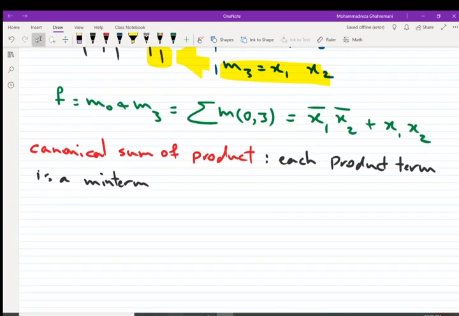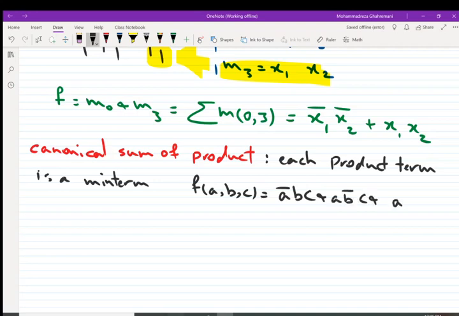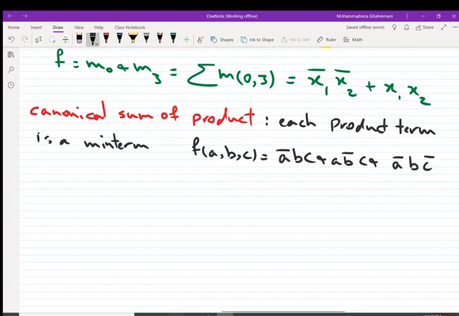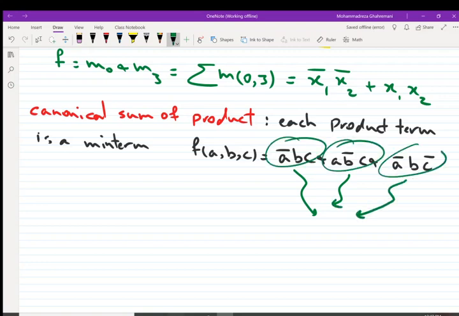For example, f of a, b, c is a bar b c plus a b bar c plus a bar b c bar. If we look at any of these products, we see that all of them are minterms. So we say this function is canonical.